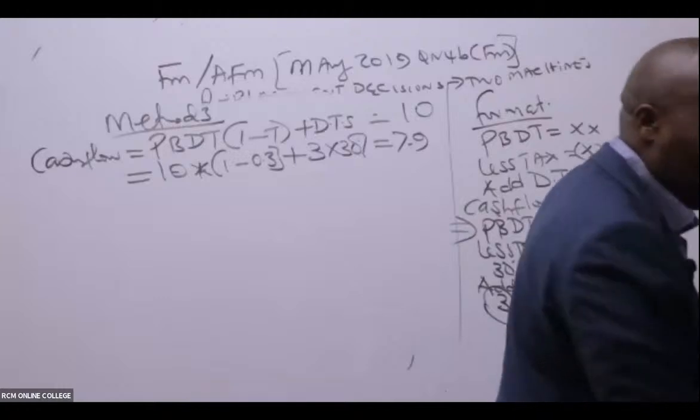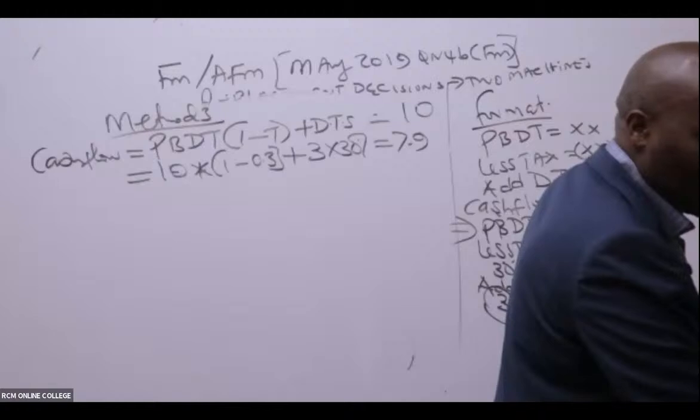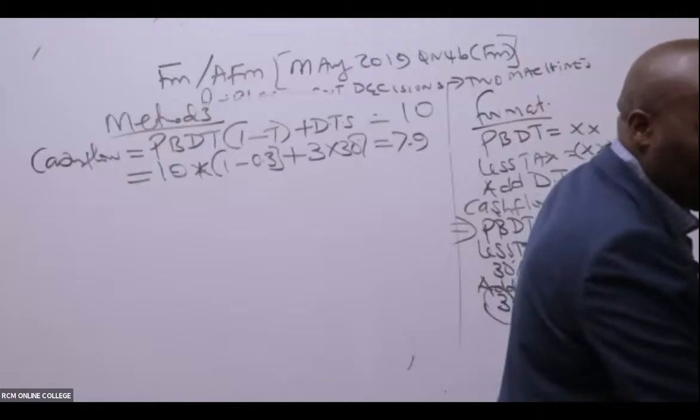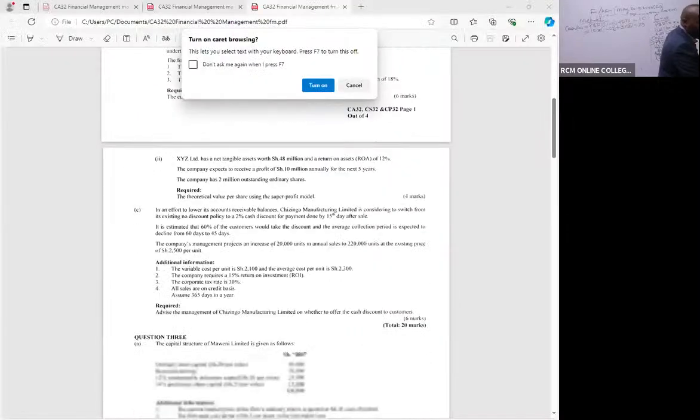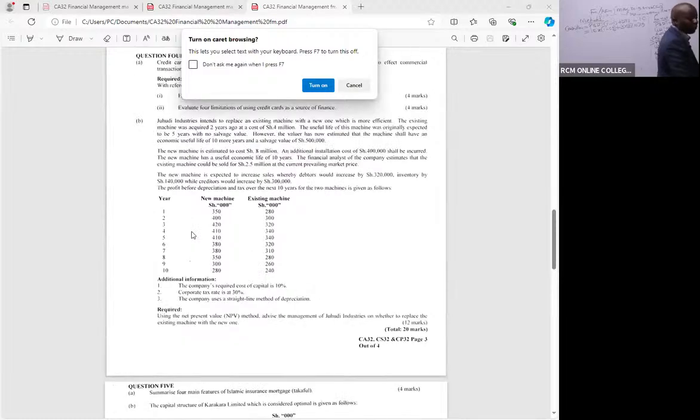It's a financial management question, which I would want to do here. A very, very serious question for students who are doing AFM and the intermediate level financial management. This question here, question 4b, Juhudi Industries Limited. I love this question. They are telling us here, Juhudi Industries Limited intends to replace an existing machine with a new one, which is more efficient.